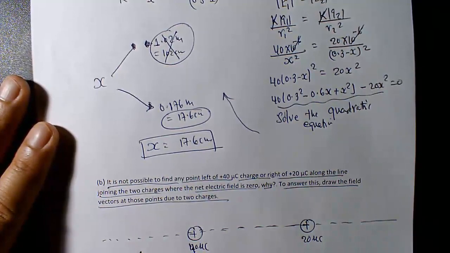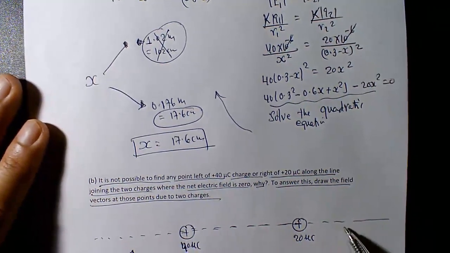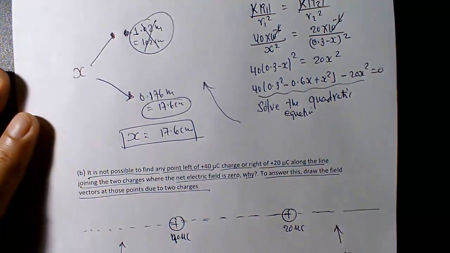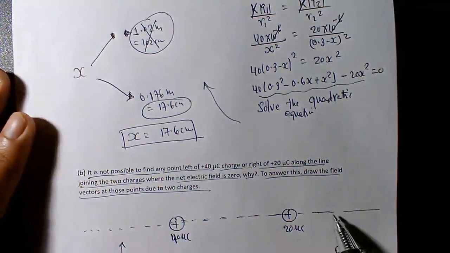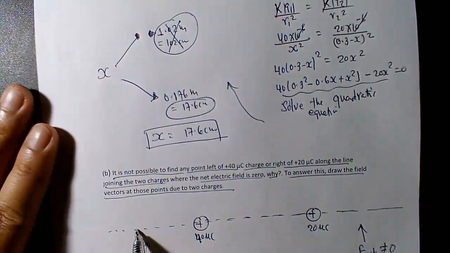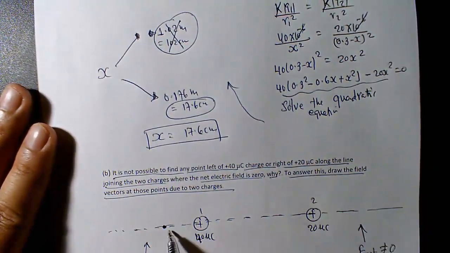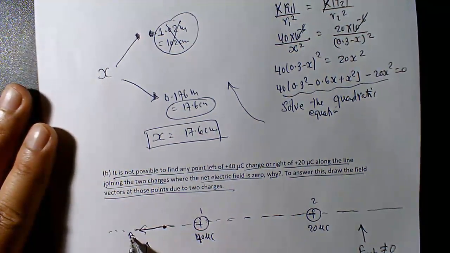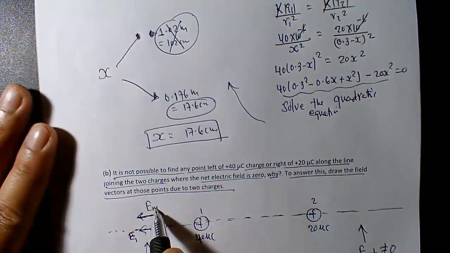Net electric field not equal to 0. Here in the vicinity, and on the other side also, you cannot find any point where the net electric field is 0. Both ways. Why? Let's figure that out. Because if you pick any point near here, this is charge number 1. The electric field due to charge number 1 is that way, and the electric field due to charge number 2 at the same point is also in the same direction. So they will not cancel out. The net electric field is that way, right?